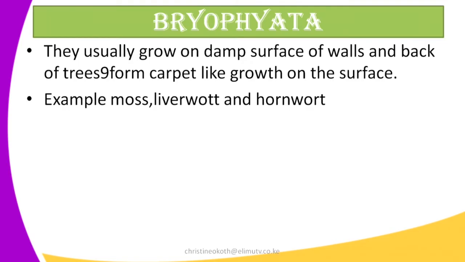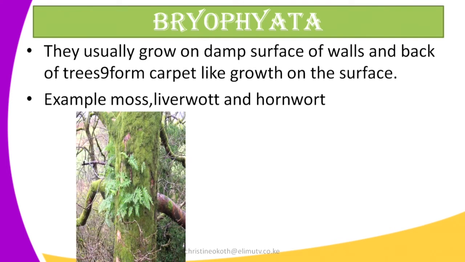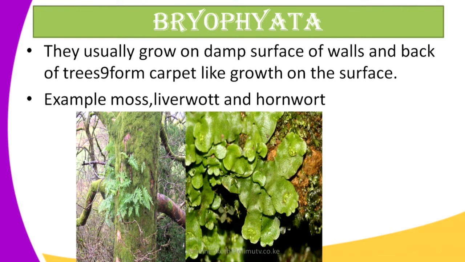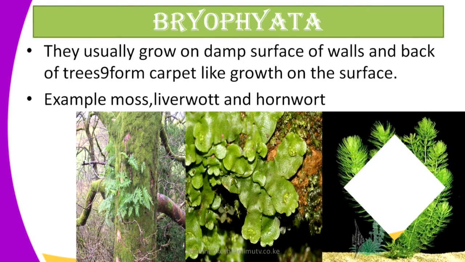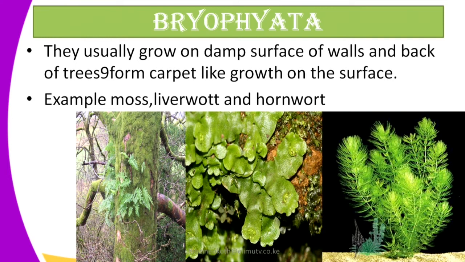They usually grow on damp surfaces of walls and bark of trees, so they form carpet-like growth on the surface. An example of this Bryophyta is very common; maybe at one time you have looked at a tree and observed the green thing growing at the back of the tree. You can try to peel it off, and it comes out as a carpet. That's why we say it forms a carpet-like growth on the surface. Another example of a bryophyte is the liverwort. And another example is the hornwort.